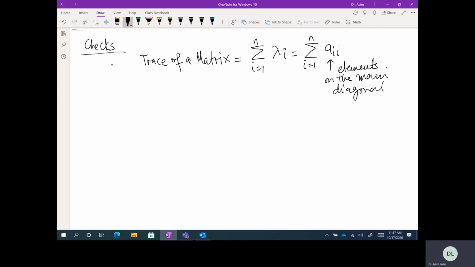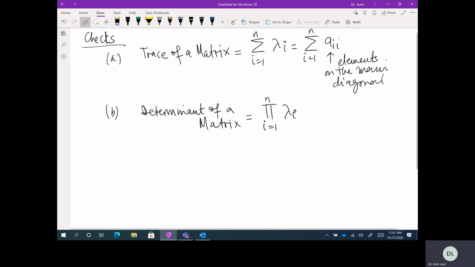And then another check was that the determinant of a matrix is the product of the eigenvalues. So we said, these are the two checks.